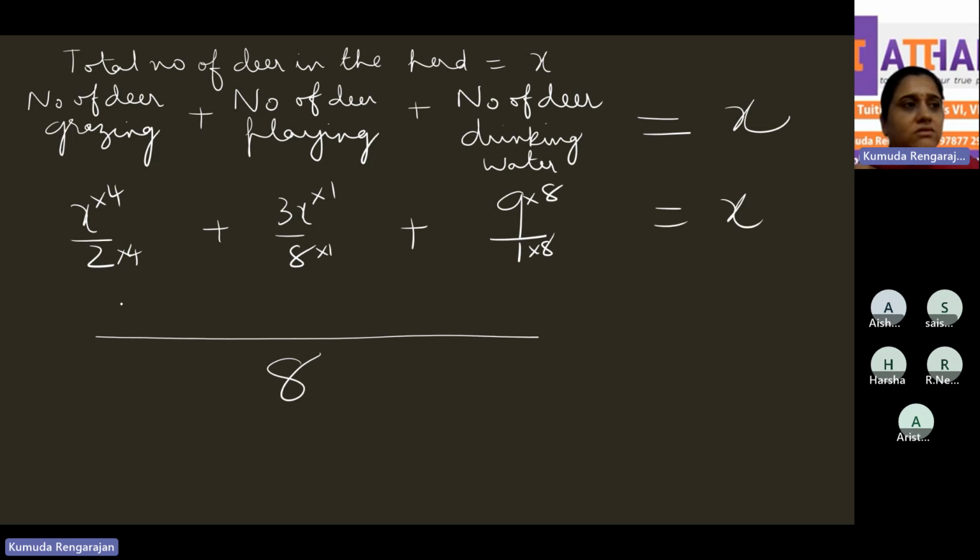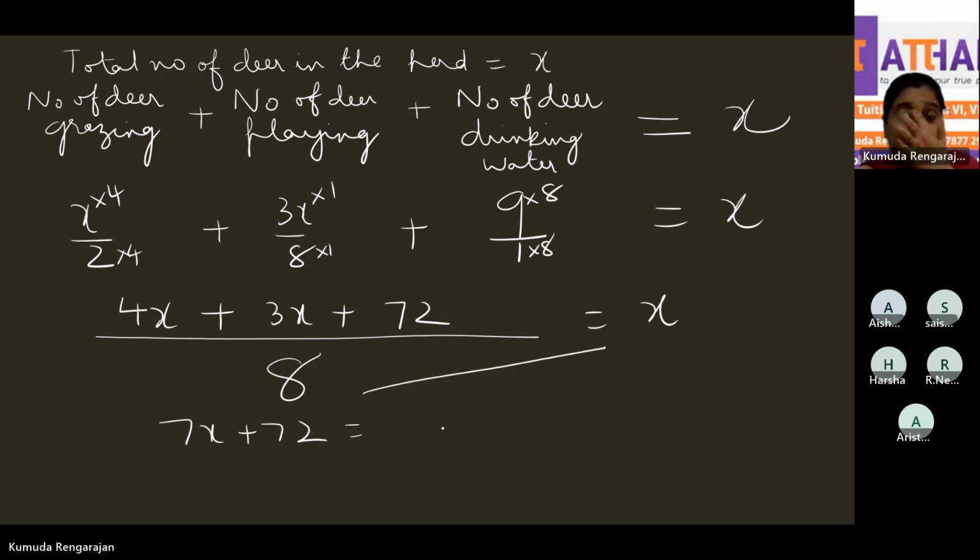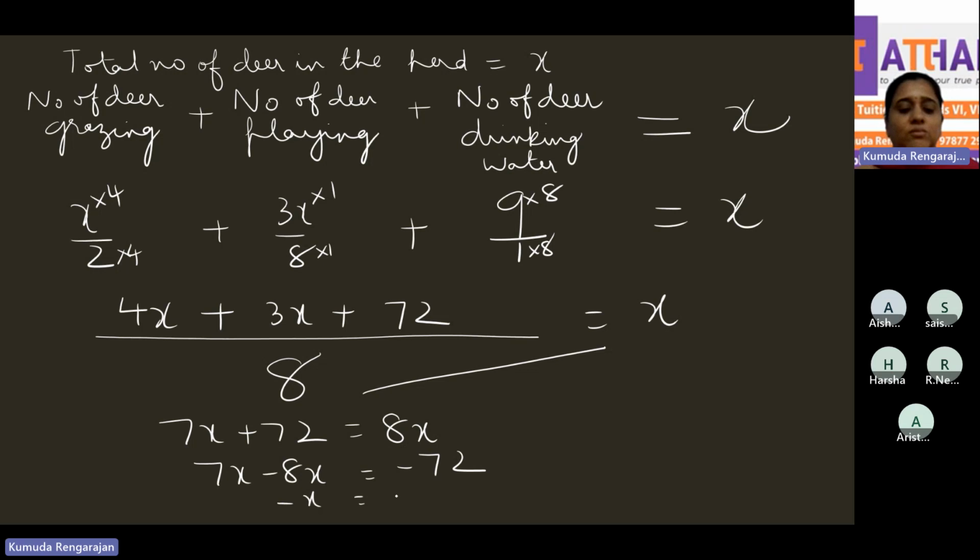So what do you have in the numerator? 4x plus 3x plus 72 is equal to x. Now cross multiply. What is 4x plus 3x? 7x plus 72. On cross multiply, 8 into x, 8x. Now transpose. 7x minus 8x is equal to minus 72. So minus x is equal to minus 72. Minus cancels on both sides. X is equal to 72. Therefore, the number of deer in the herd is equal to 72.